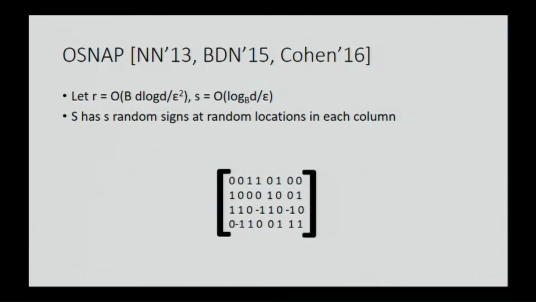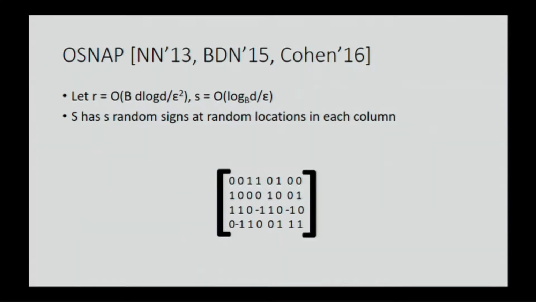And there's a more general trade-off called the OSNAP family of sketching matrices, developed by Nelson and Nguyen, Bourgain, Dirksen, Nelson, and the latest is due to Cohen, which says the following. Instead of choosing just a single non-zero entry per column, suppose I choose s non-zero entries per column in uniformly random positions. Then I have the following trade-off. If s has the form log base B of d, all divided by epsilon, where B is a parameter, then I can get a number of rows B times d log d over epsilon squared.